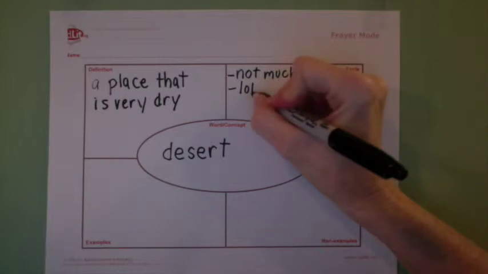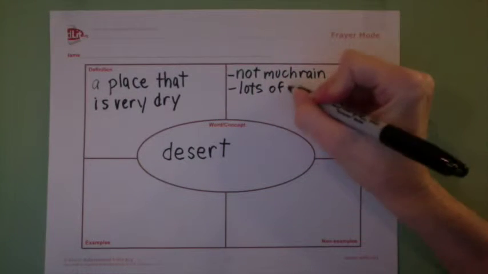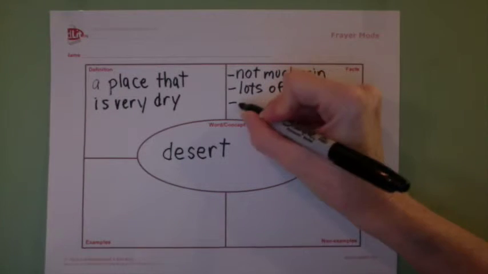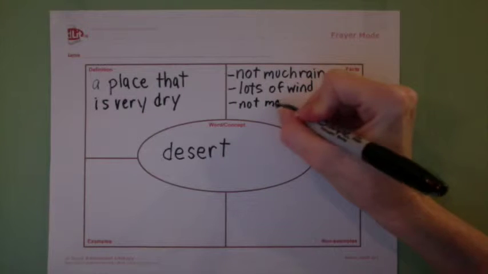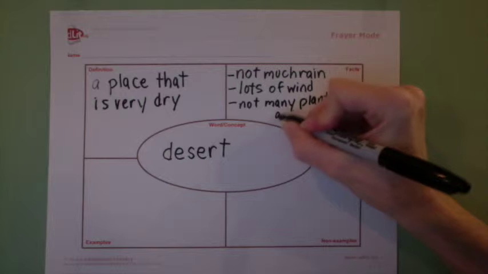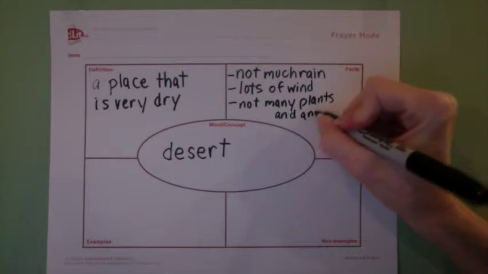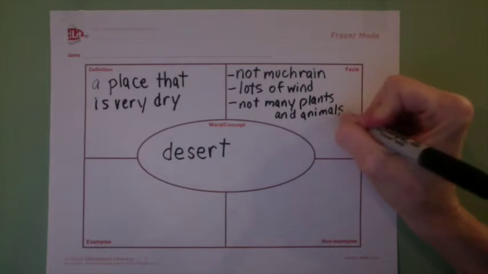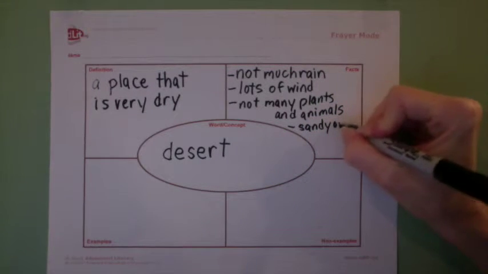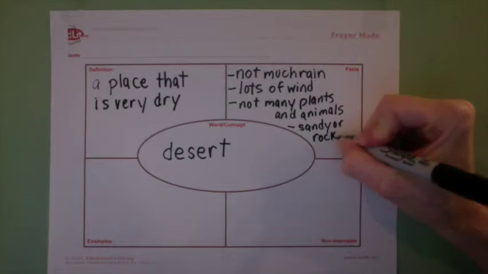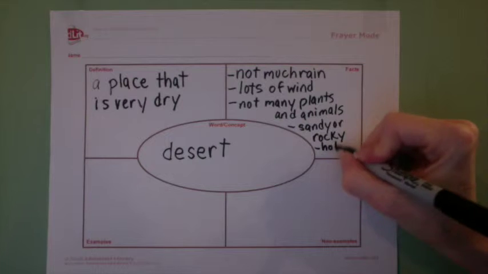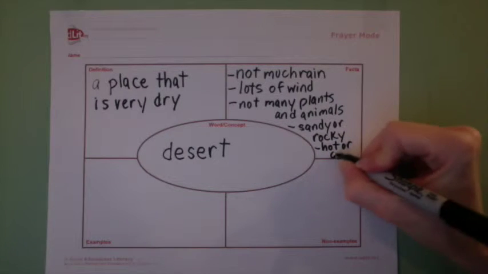They might say there's lots of wind. They might say that there's not many plants and animals. They might say it can be sandy or rocky. And although most are hot, they can be cold as well. So we'll say hot or cold.